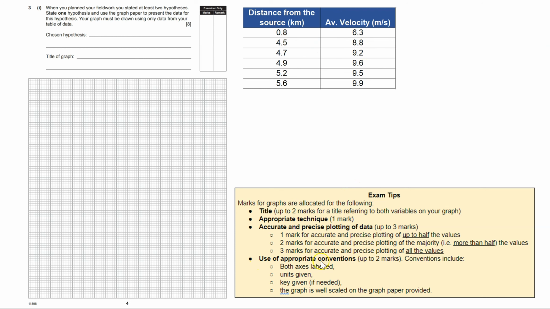And then the use of conventions. So both axes need to be labelled. You need to give units. There's no key needed here. And the graph is well scaled. So it's not a wee tiny graph down in the corner. You can practice this as much as you like. You can be as prepared as you want to be for it.